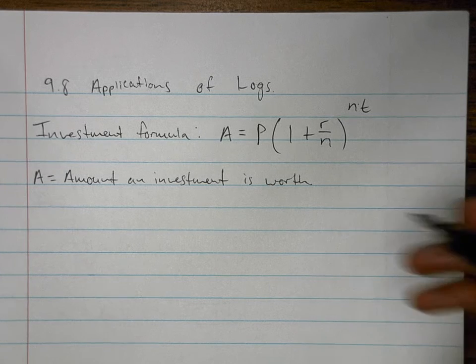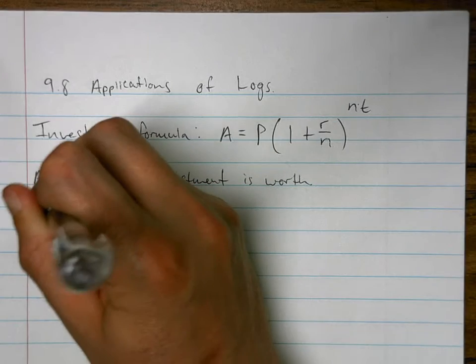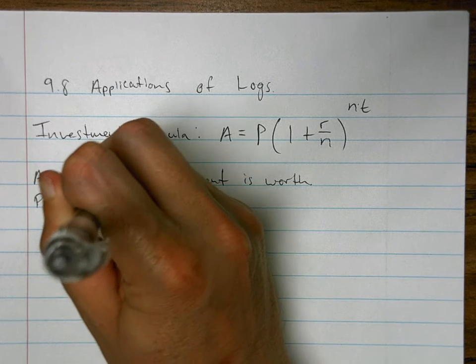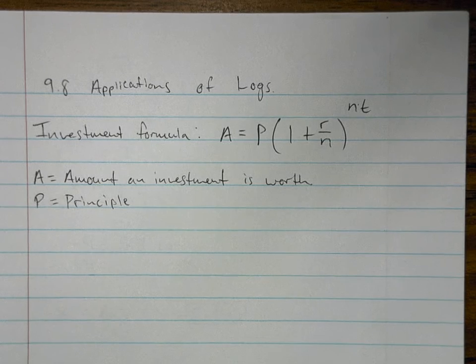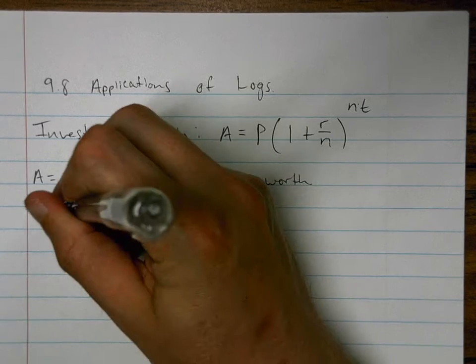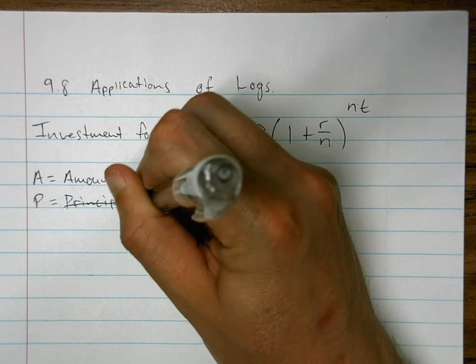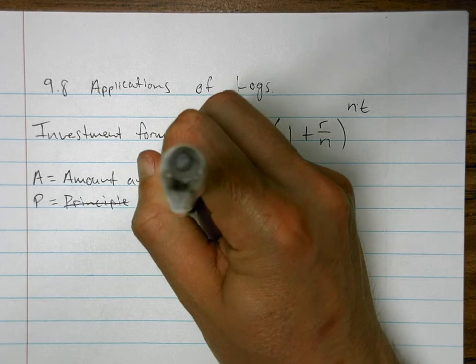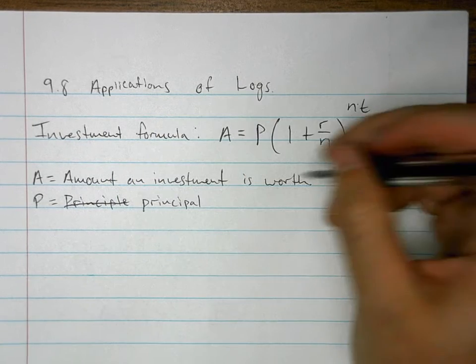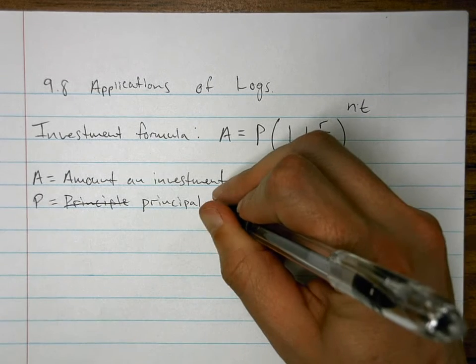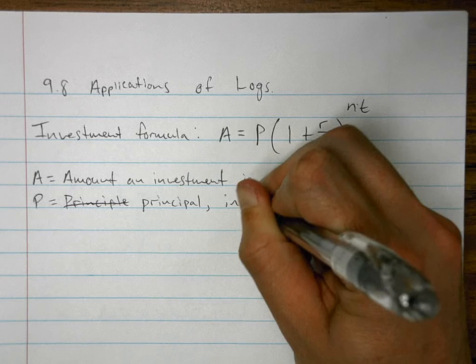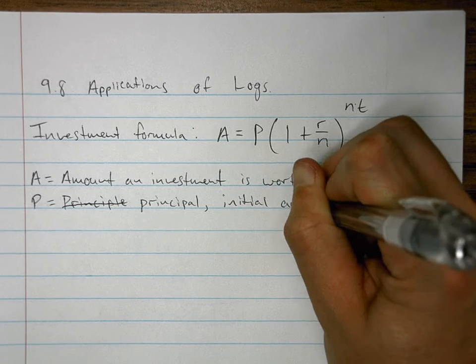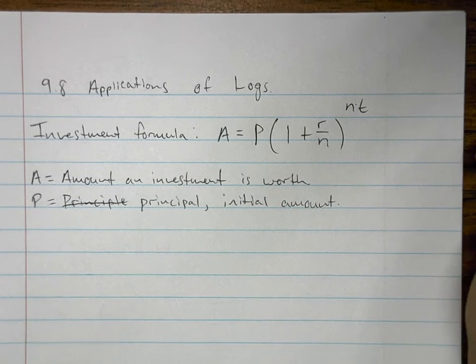The next part you got to know is P. P stands for principal. Not your principal. Actually, it is spelled like principal. My bad. In other words, it is your initial amount. How much money you start off with.